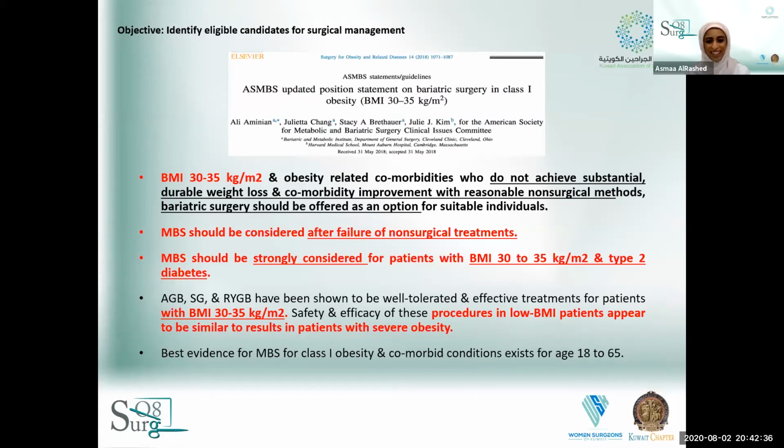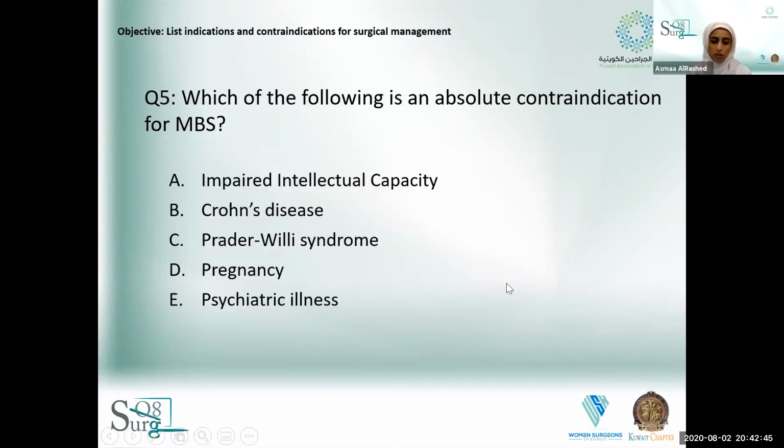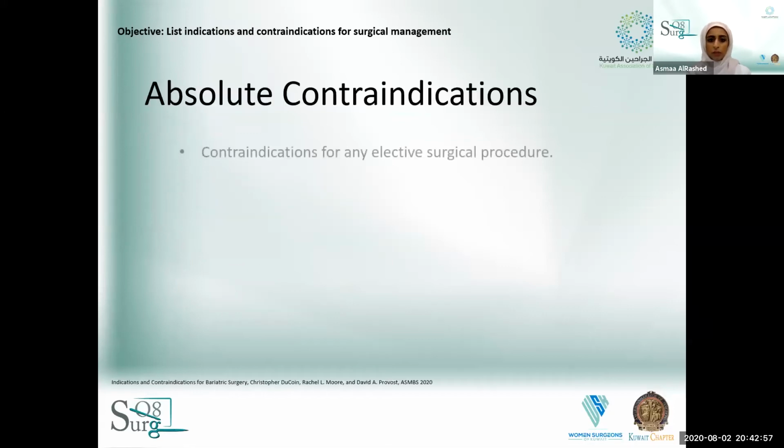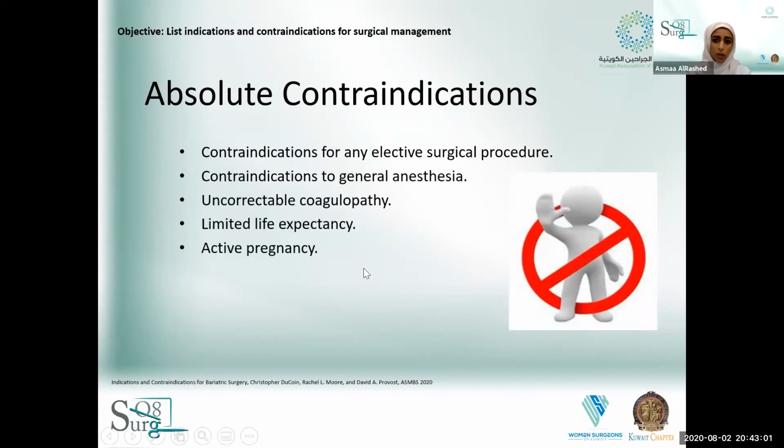All right, so moving on from the candidates, now we want to talk about indications and contraindications of surgery. This is one of the questions that you had earlier: which of the following is an absolute contraindication? Impaired intellectual capacity, Crohn's, Prader-Willi, pregnancy, and psychiatric illnesses. Here are the absolute contraindications, right? You should not be operating on somebody who is pregnant, period. So pregnancy was the answer for that question.